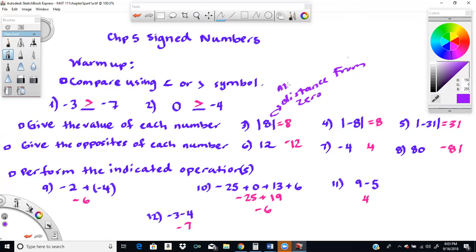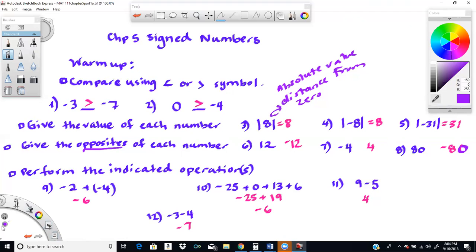Okay, when you're dealing with the absolute value, the absolute value of 8 is 8. The absolute value of -8 is 8. The absolute value of -31 is also 31. All right, given the opposites, give the opposite of each number. The opposite of 12 is -12. The opposite of -4 is 4. And the opposite of 80 is, oops, should be -80. There we go.